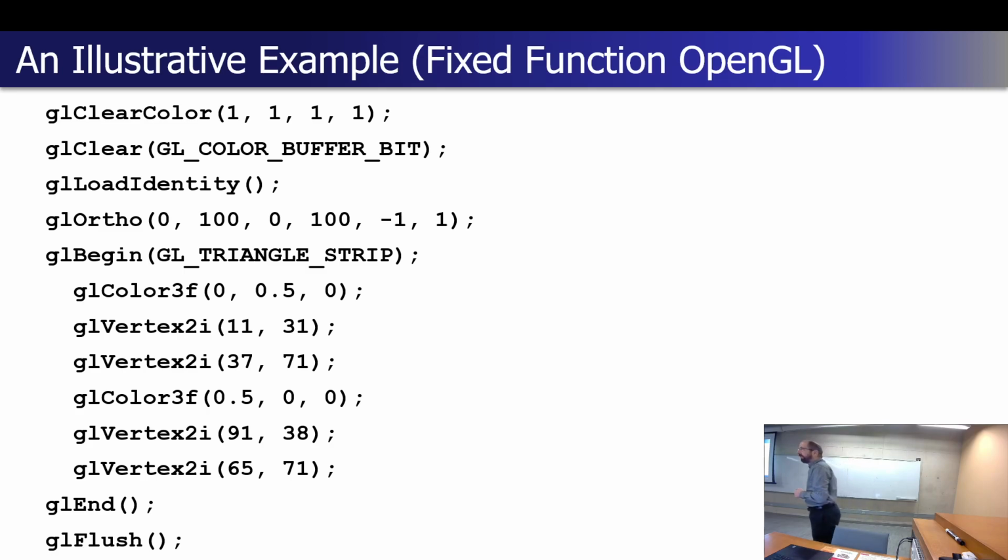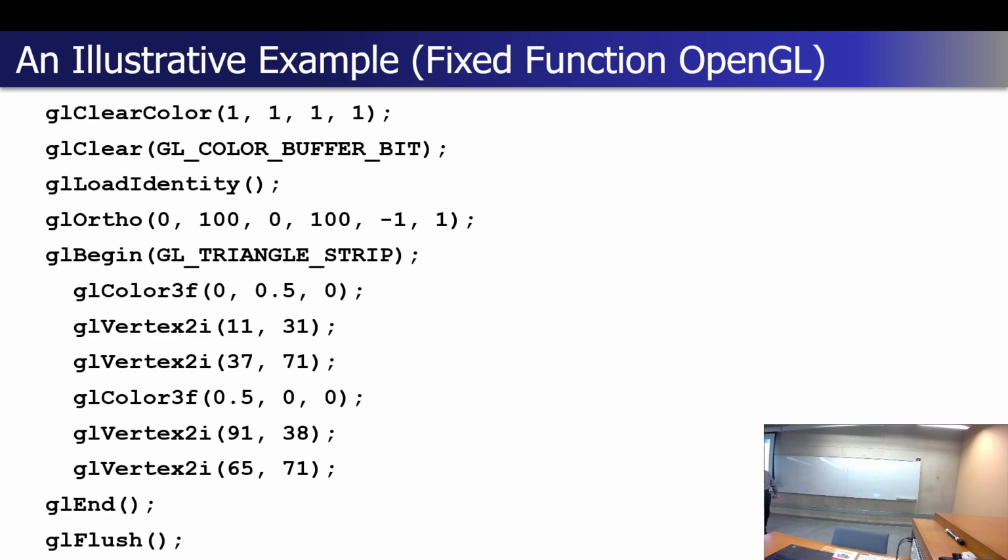GL clear color, that still exists today, 1, 1, 1, 1. What is our clear color going to be? It's going to be white. Full red, full blue, full green makes white. We're then going to clear the screen. So we set a white background on the screen here. GL load identity is not a function we have anymore. Loads an identity matrix. Okay, so think of a 4x4 identity matrix, that's what gets loaded.